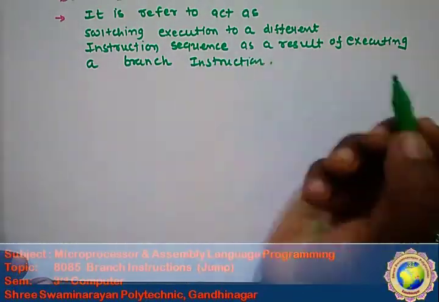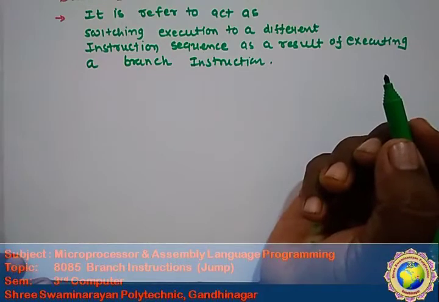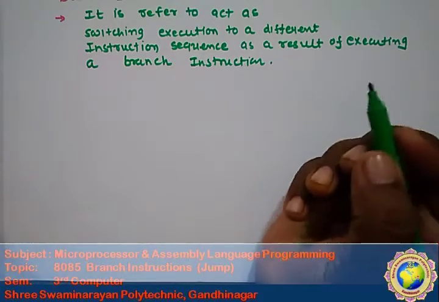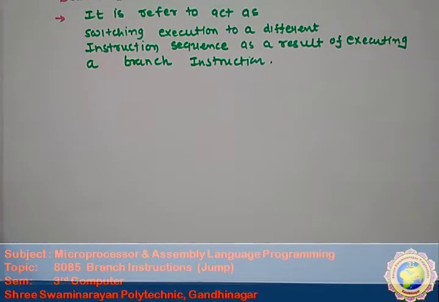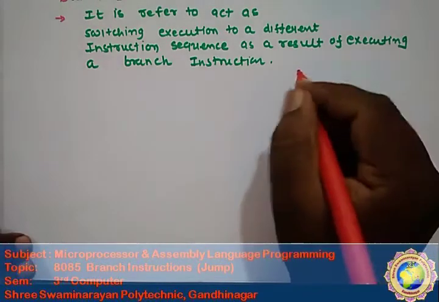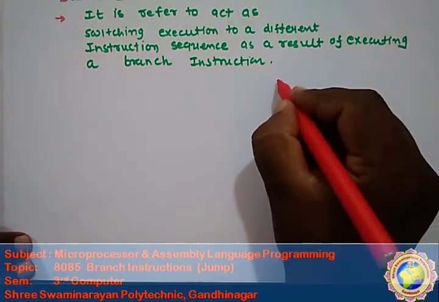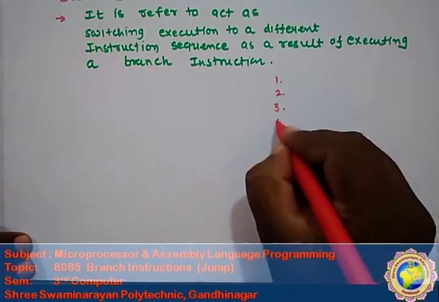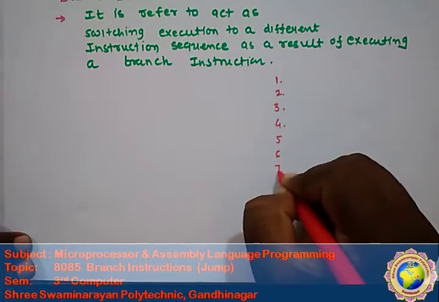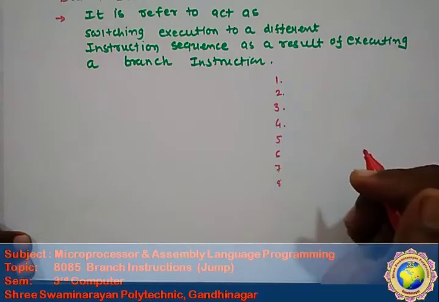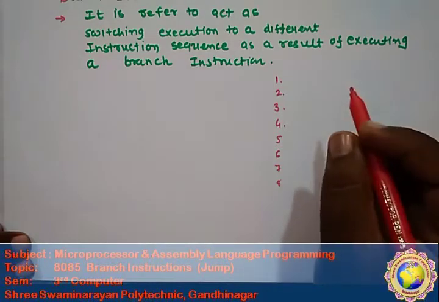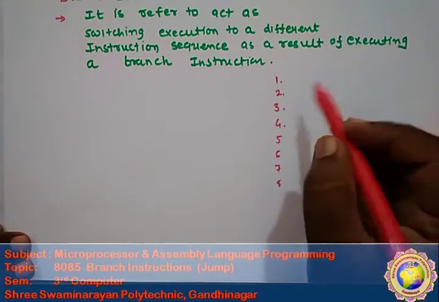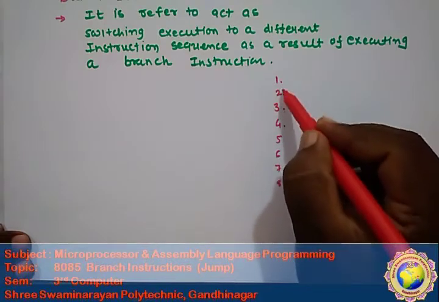What is a branch instruction? A branch instruction is the switching of execution to a different instruction sequence. Suppose I have a program that has 8 lines: 1, 2, 3, 4, 5, 6, 7 and 8. Now, in a simple program, the execution is done line by line.